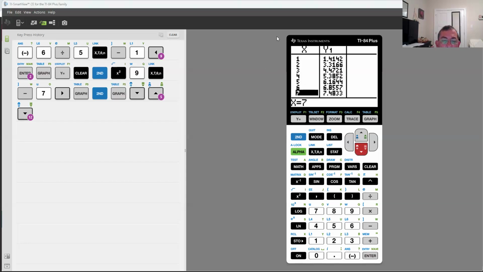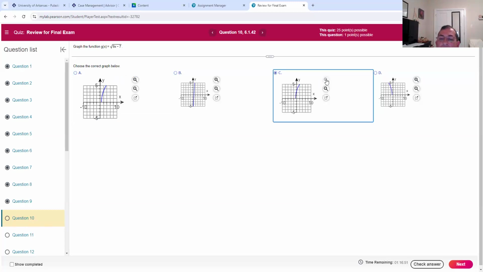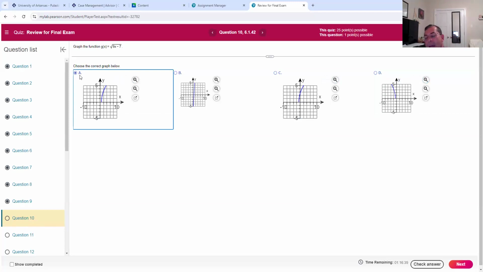So y'all, here we go. So I'm going to zoom A in. A looks like it went right like I needed. C, if you zoom it in, C went left a little bit. And our D here, D went left and turned around. So the only one that matches what we just graphed would be A.